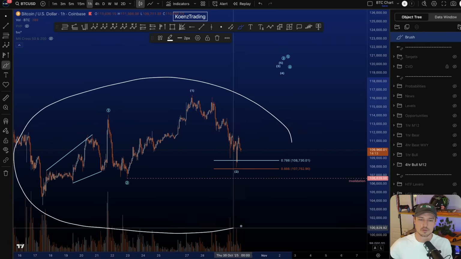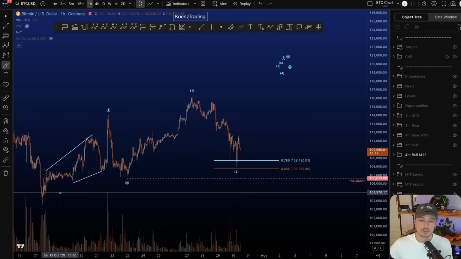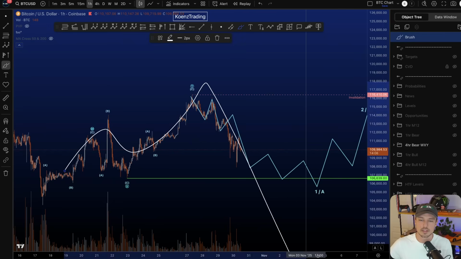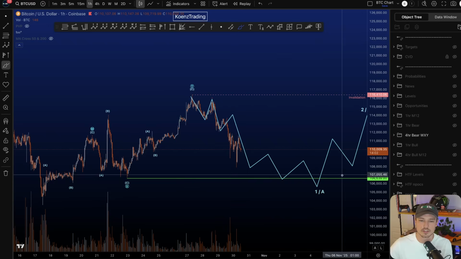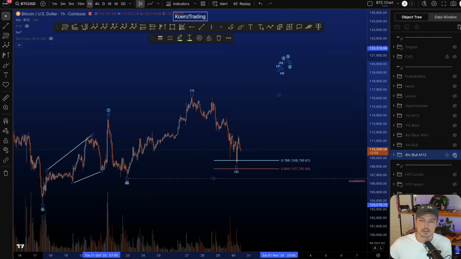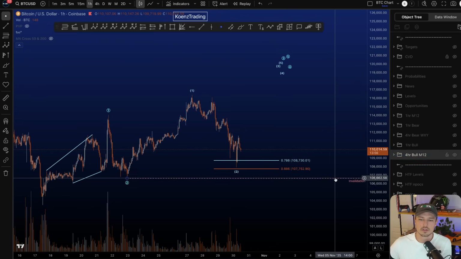Here, when we look at this whole structure, there's only two. So that makes it easy. 1, 2, 1, 2 up. WXY down. Ta-da. Where do probabilities switch? 106.6K, because that's the hard no-no for the bulls. As long as you do not take out that low, the bulls have the edge because you're above their invalidation.